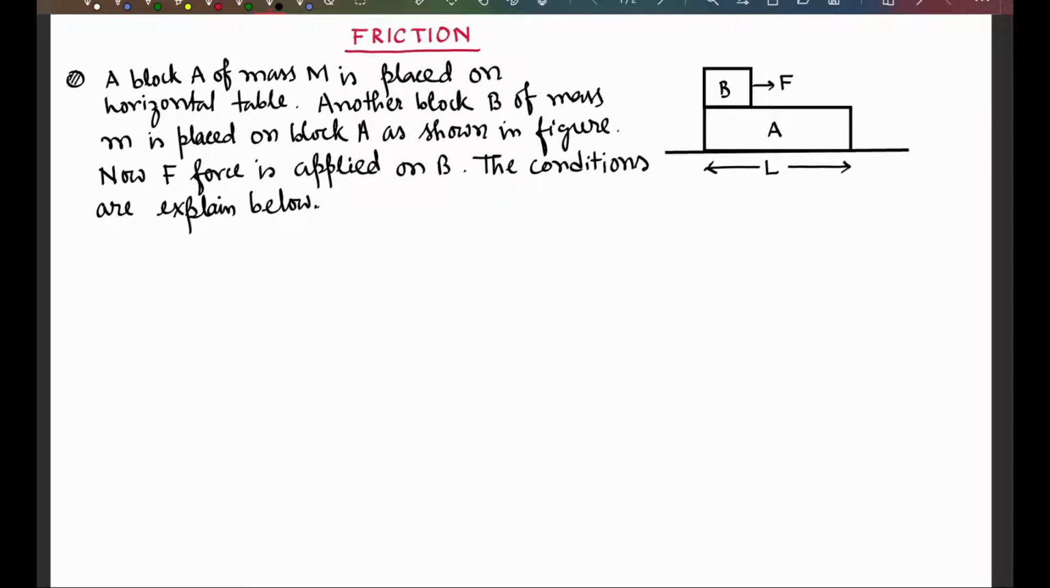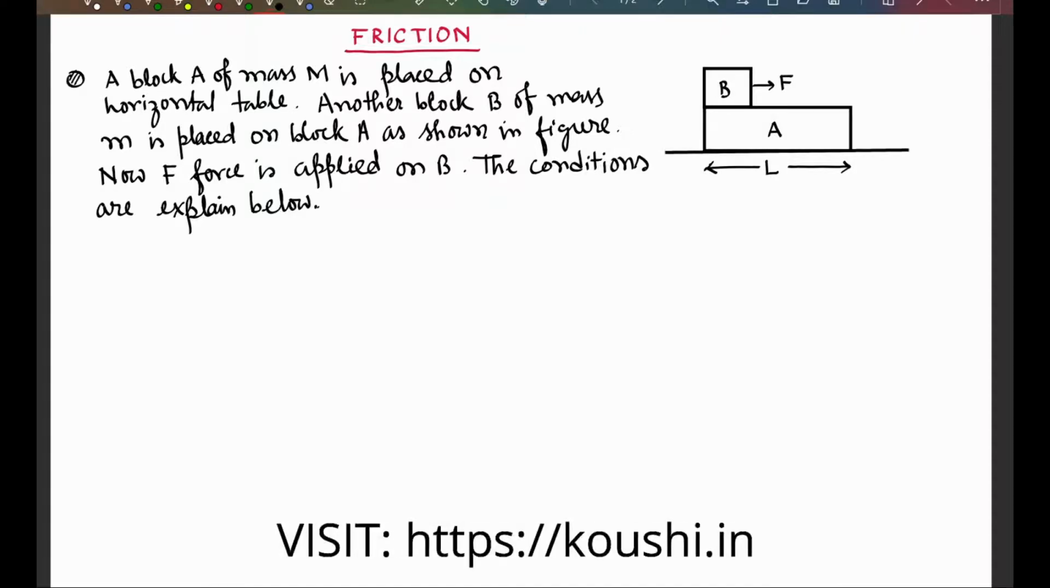A block A of mass capital M is placed on a horizontal table. Another block B of mass small m is placed on block A as shown in the figure. Now force F is applied on B. Now we are explaining some conditions here.